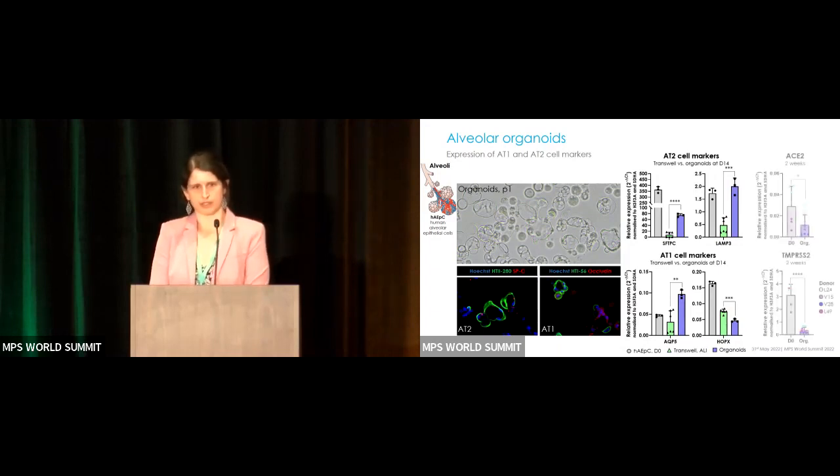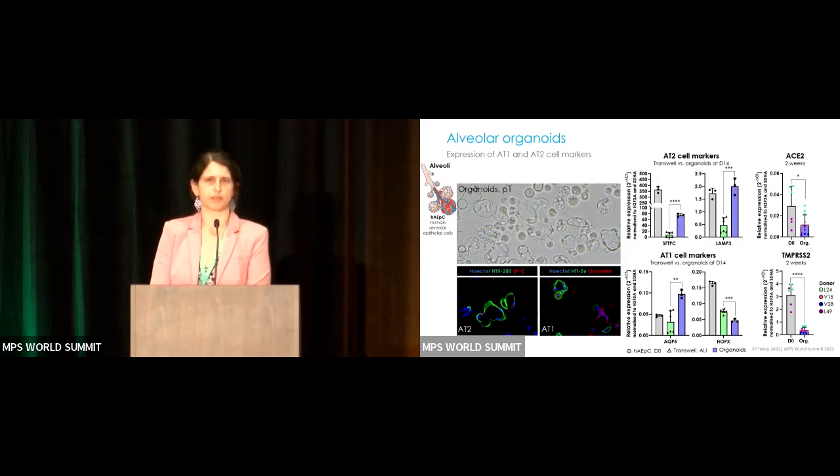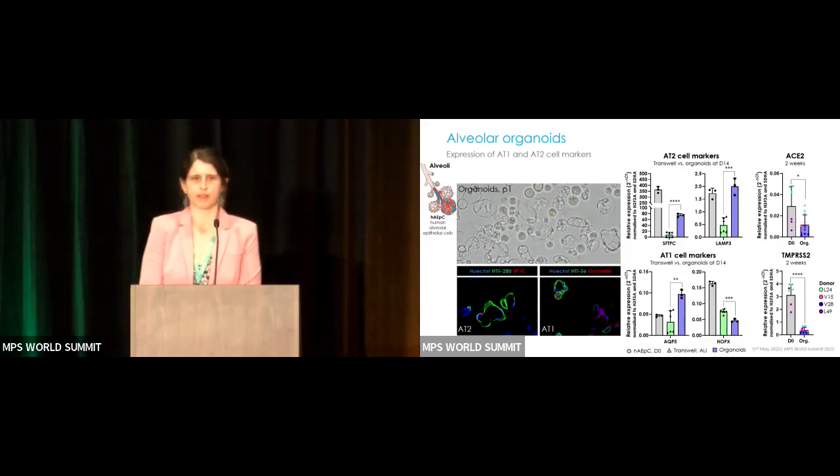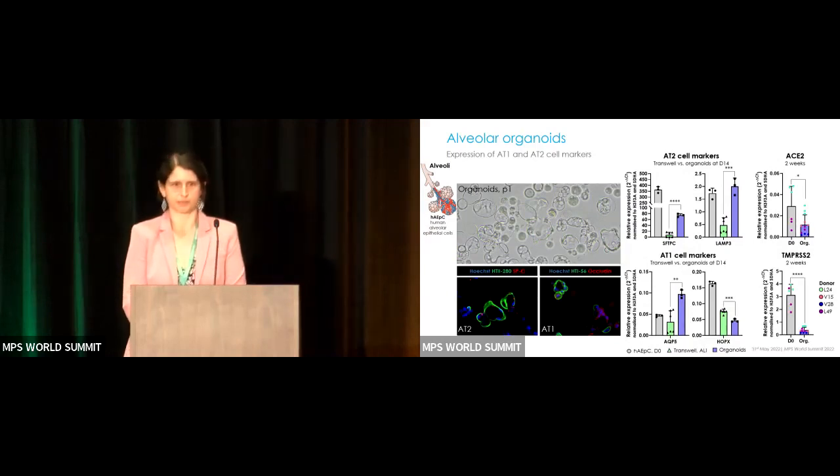And at the next step, we also had a look at the host factors that are required for virus infection of these cells. We found that ACE2 and TMPRSS2 are expressed in our organoids at a lower level than in the starting material, but still we could detect these 2 host factors in all the donors.